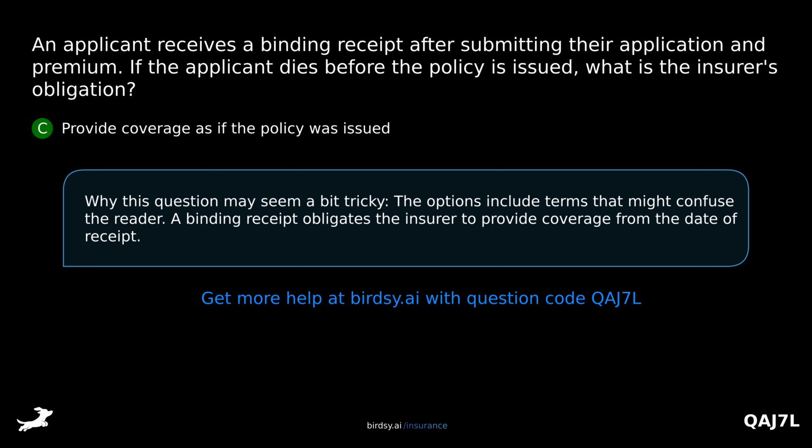Why this question may seem a bit tricky. The options include terms that might confuse the reader.